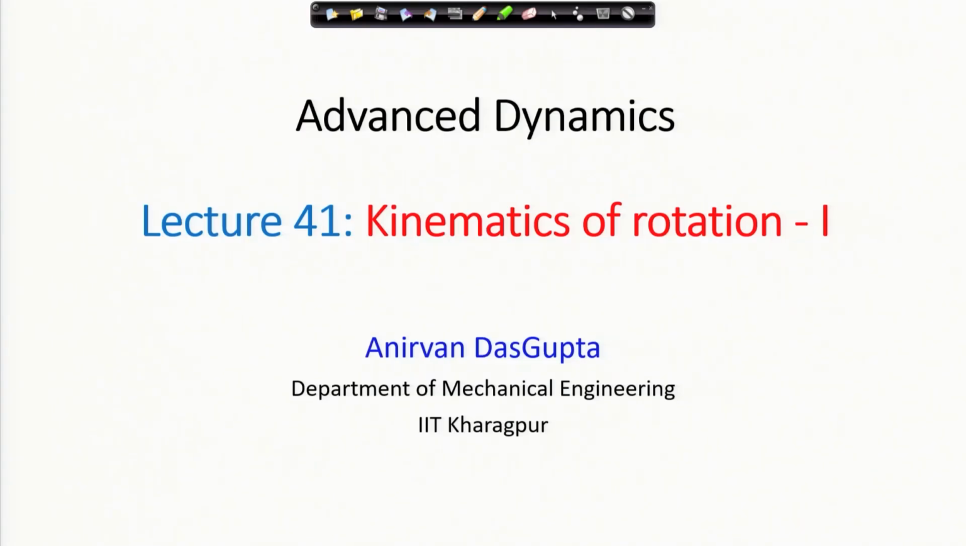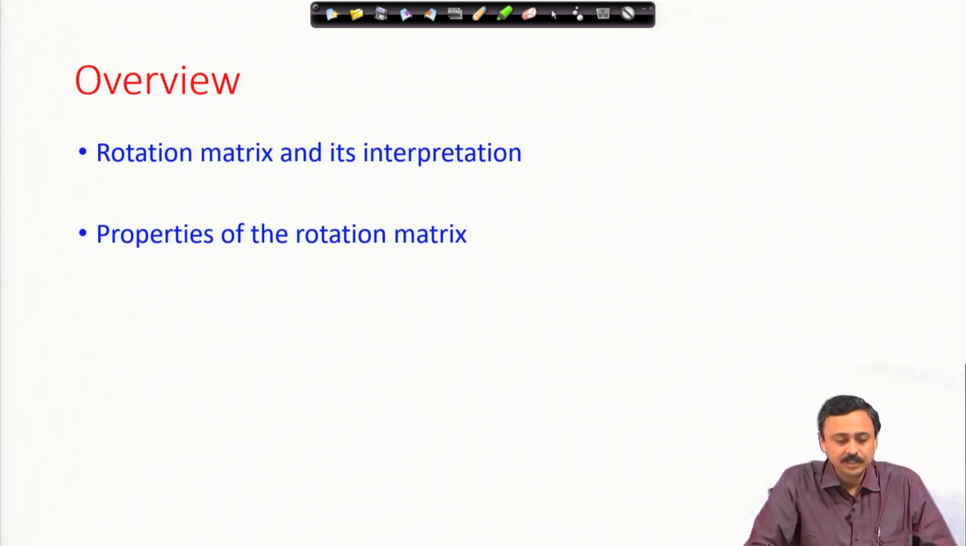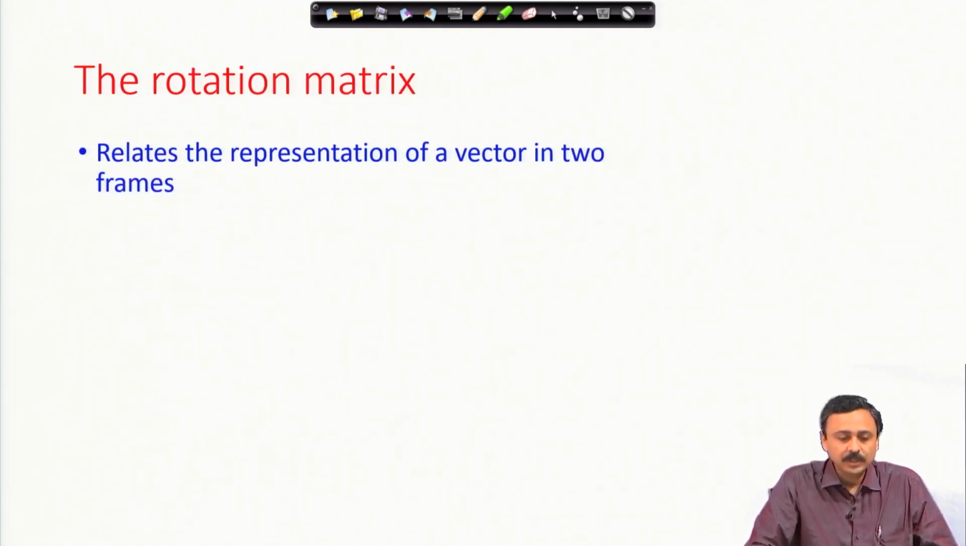In this lecture, I am going to start the topic of rotation, kinematics of rotation. In this discussion today, I am going to discuss the rotation matrix, its interpretation and its properties. What is the rotation matrix? It is a matrix which relates the representation of a vector in two frames.